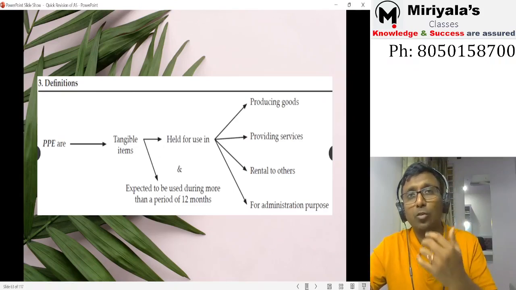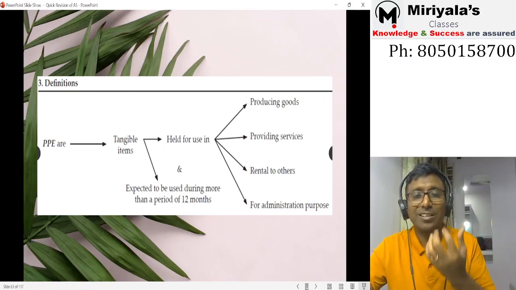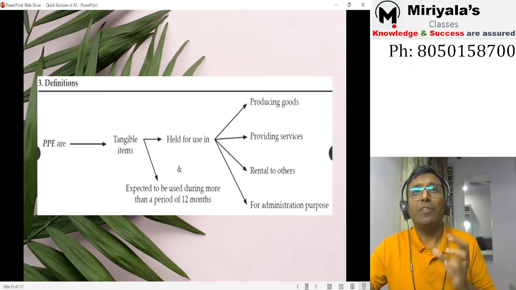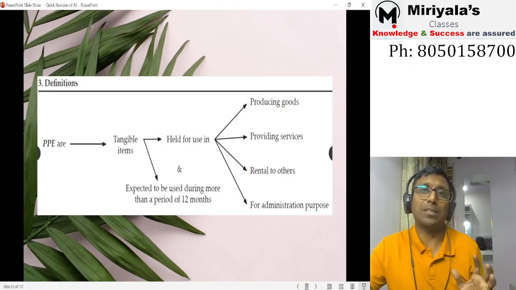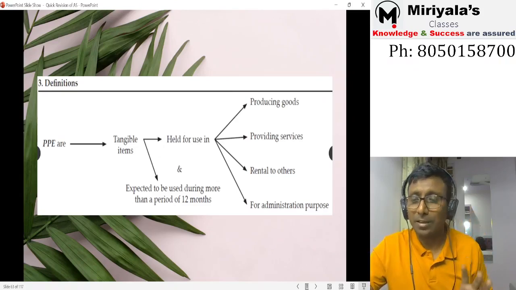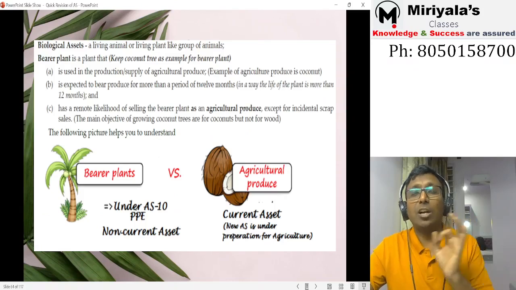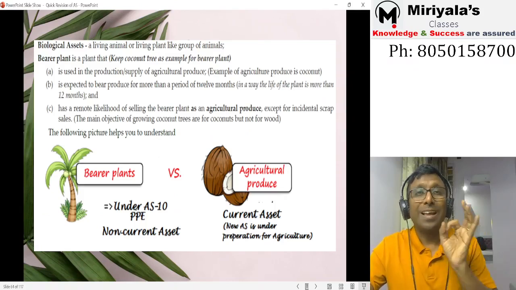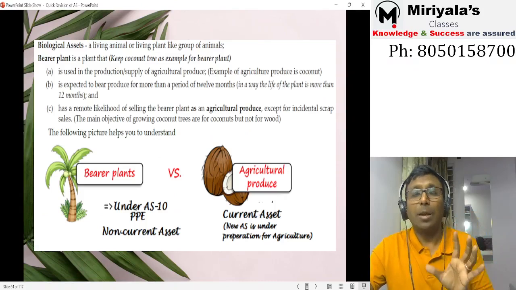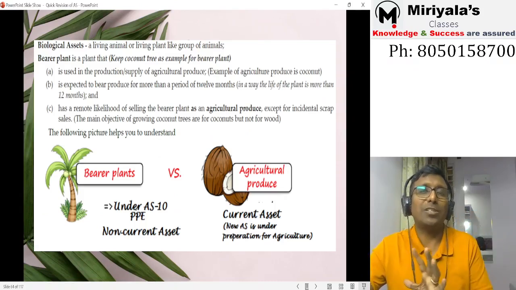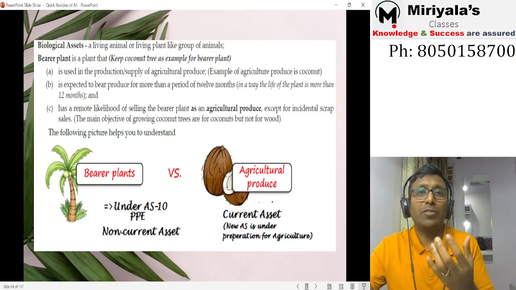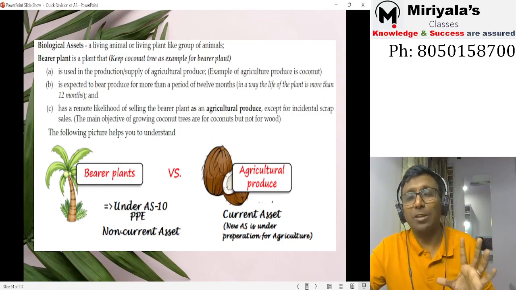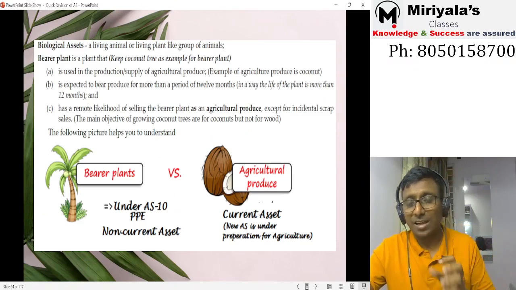Producing goods or providing services or rentals or for administration purposes, where the useful life of it is greater than or equal to 12 months. Then only it is called property, plant and equipment. This standard is not applicable for biological assets other than bearer plants. Biological assets are living animals and living plants. But for bearer plants, this standard is applicable.